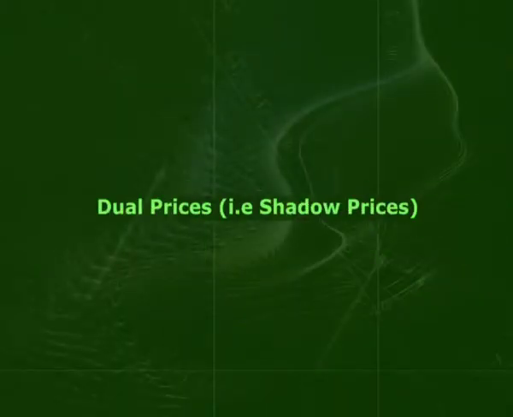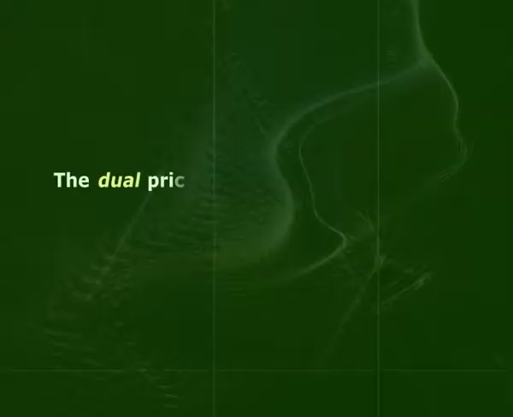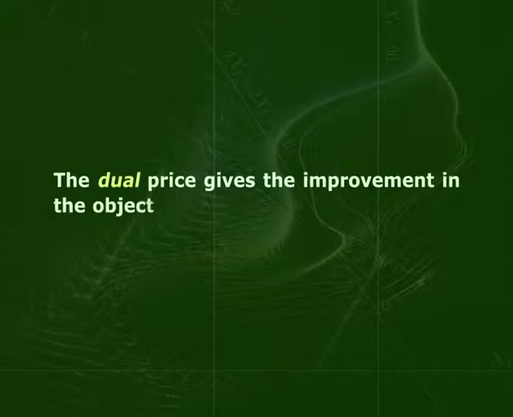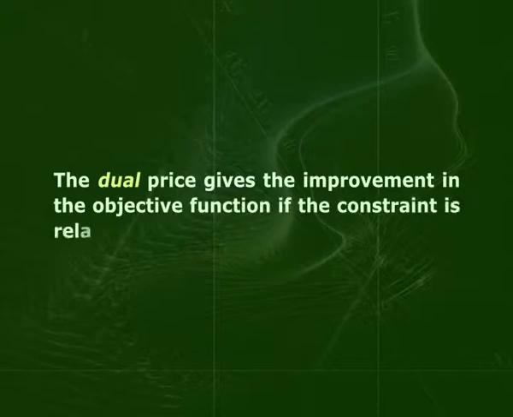The dual prices are some of the most interesting values in the solution of a linear program. A dual price is reported for each constraint. The dual price is only positive when a constraint is binding. The dual price gives the improvement in the objective function if the constraint is relaxed by 1 unit. In the case of a less than or equal constraint, such as a resource constraint, the dual price gives the value of having 1 more unit of the resource represented by that constraint.